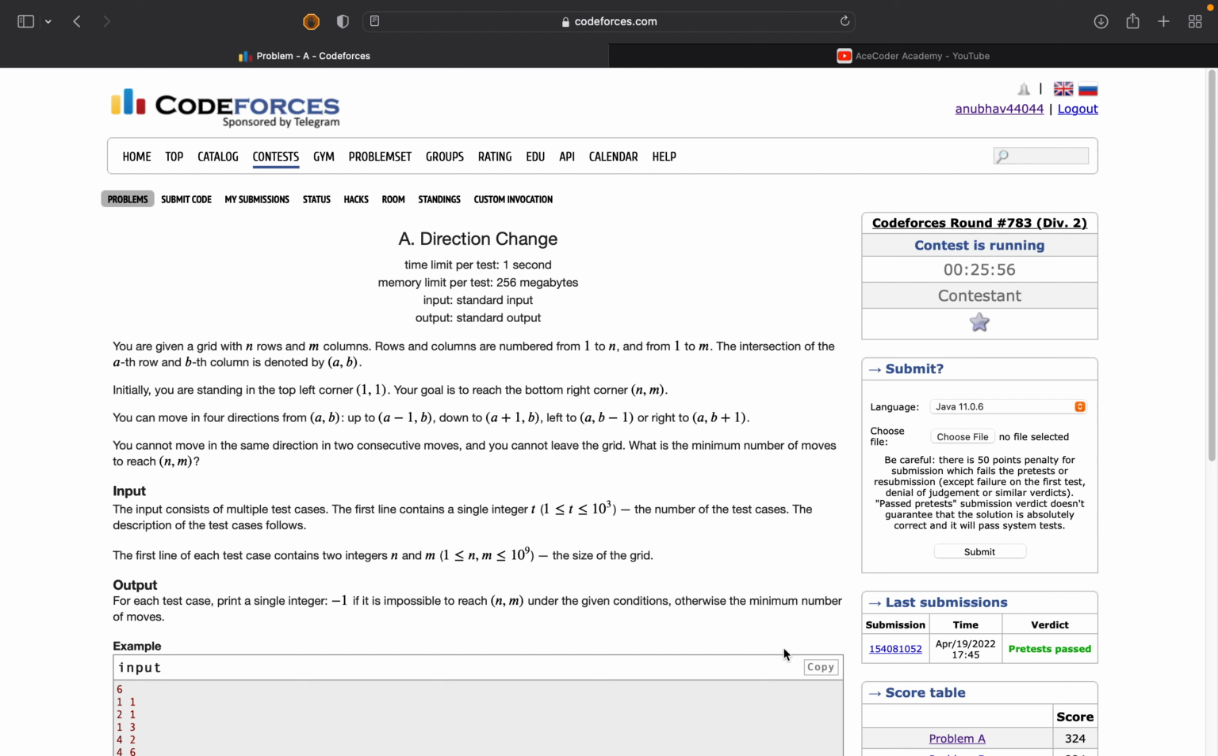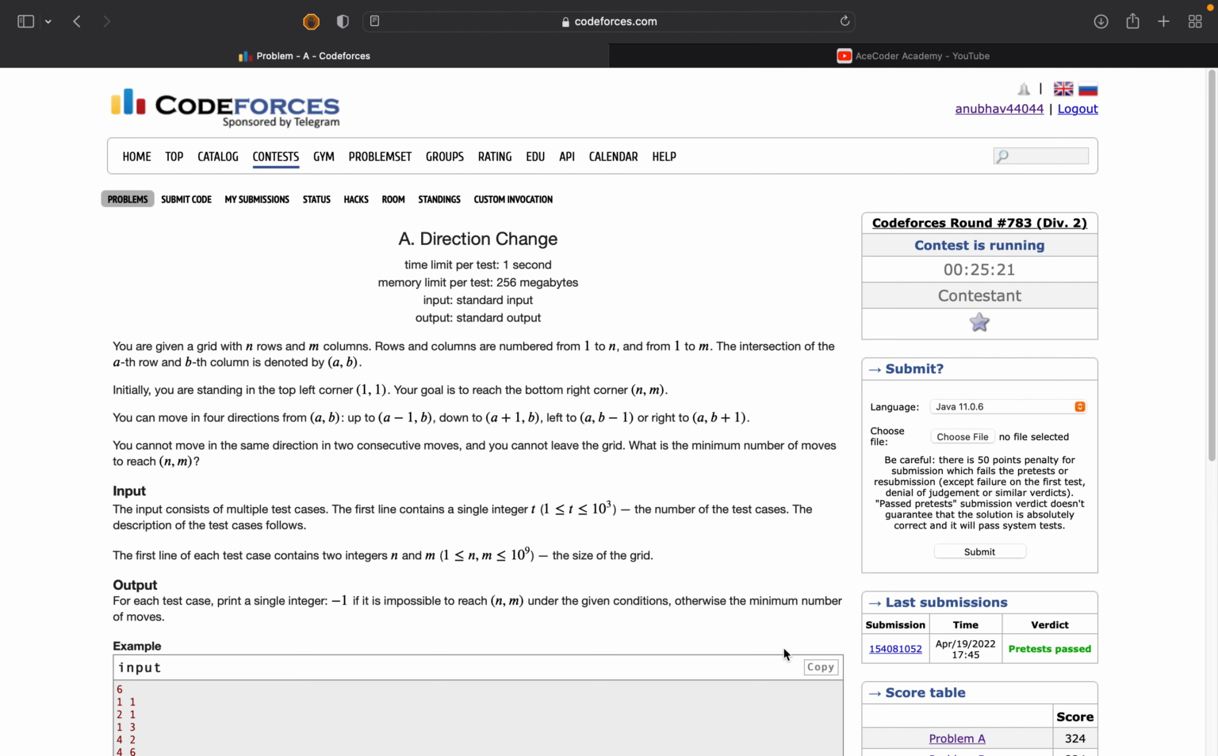The question says that we are initially standing on the top left corner, which is 1 comma 1, and we have to reach the bottom right corner, which is n comma m. We are given four types of moves that we can make from a particular cell we are standing on. So either we can move left, right, top, or bottom. What we are required to do is find the minimum number of moves that we require to reach the bottom right corner. But here the constraint is that we cannot move in the same direction with two consecutive moves.